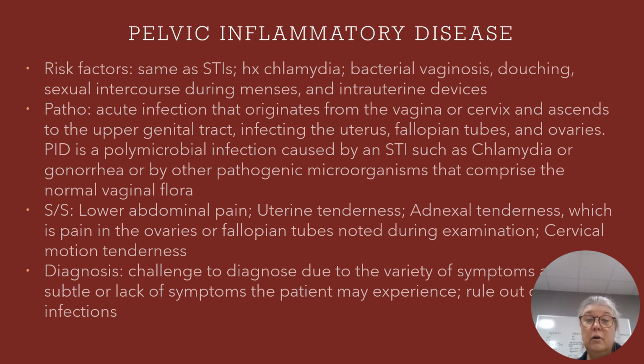Patho: acute infection that originates from the vagina or cervix and ascends to the upper genital tract, infecting the uterus, fallopian tubes, and ovaries. PID is a polymicrobial infection caused by an STI, such as chlamydia or gonorrhea, or by other pathogenic microorganisms that compromise the normal vaginal flora. So basically, you get an infection, it travels, it ends up causing this inflammatory state. Clinical manifestations: lower abdominal pain, uterine tenderness, cervical motion tenderness.